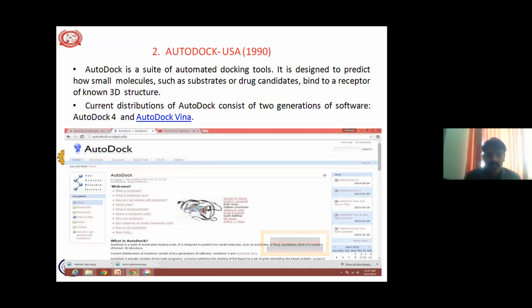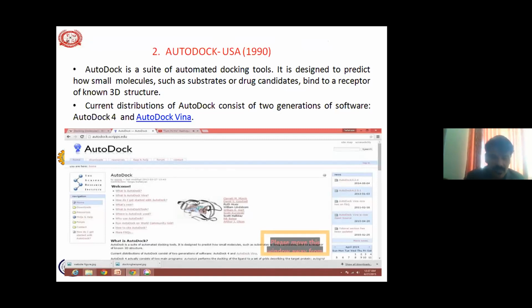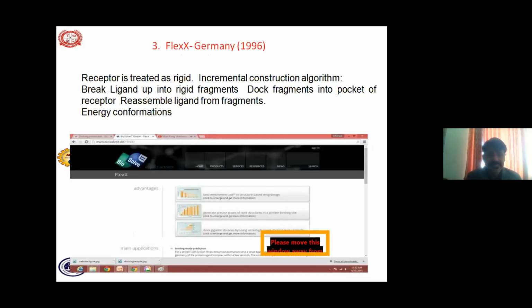You can look over the AutoDock manual, which is available. All these softwares have their help manuals available online, so you can always use them. If you still face a problem, we widely use AutoDock, and we also use Discovery Studio, so you can always come back to us. FlexX is another highly used software.